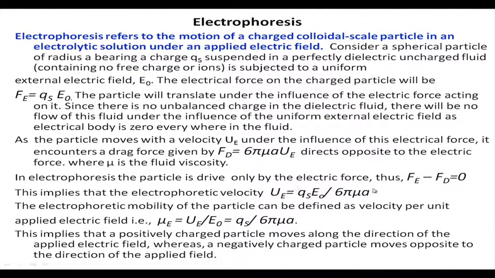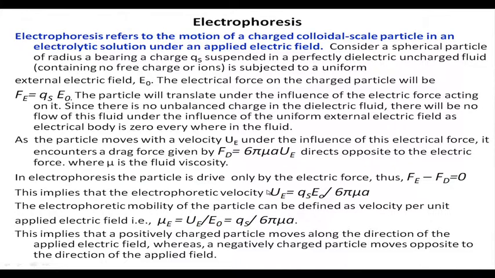So, there is no acceleration. So, this electric force and the Stokes drag will be balanced, and it will be given by F e minus F d equal to 0. From here we can find the velocity u e, the propulsion velocity of the particle, which is given by the amount of charge contained by the particle, times the external electric field, divided by 6 pi mu a.